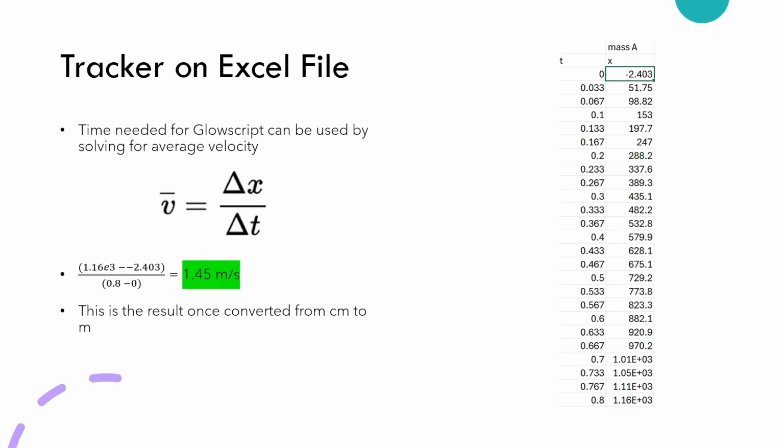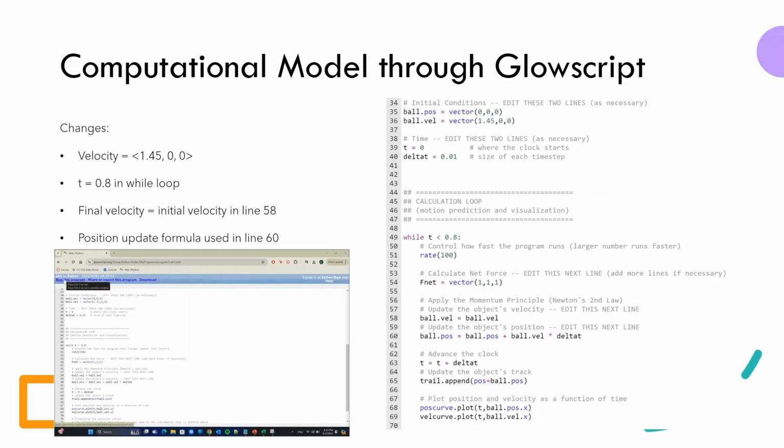When putting this into Excel, you can see that we will have to use the average velocity formula to find our velocity for the Glowscript. The data on the right is actually in centimeters, so the first thing you have to do is convert it to meters and then divide by time, which gives 1.45 meters per second. Now we will use this in our Glowscript. Some of the things we changed in the Glowscript code is that velocity is equal to 1.45 meters per second, as we found earlier.